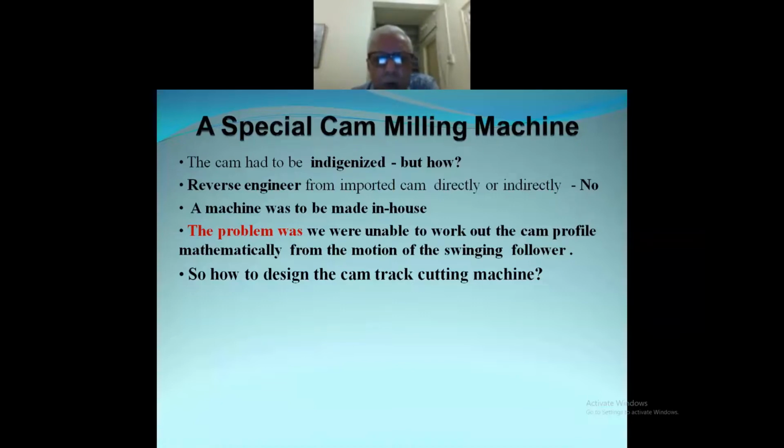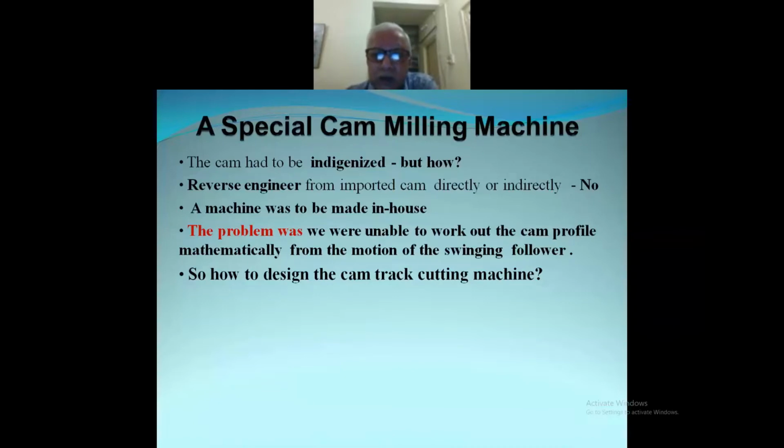But the problem was we were unable to work out the cam profile mathematically from the motion of the swinging follower. Here, let me let out an open secret: with practicing engineers, after working in the industry for about 3-4 years, we forget all our mathematics, to the extent that even if you ask me to solve ax² + bx + c = 0, the first thing I will do is go for a numerical method, maybe the bisection method or tangent methods, things like that.